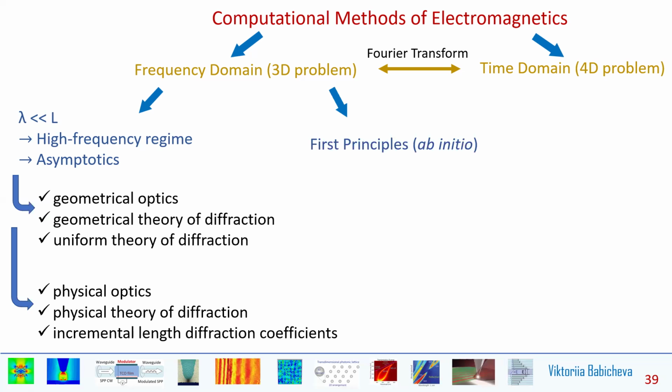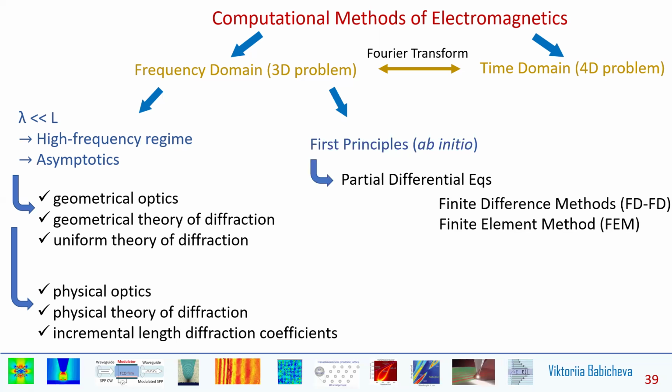There are other cases of electromagnetic problems, and they occur when the size of the problem is comparable with the wavelength, or when we want to have a very accurate solution. Sometimes we need an accuracy that cannot be afforded using asymptotic methods, and in these cases we have to solve Maxwell equations directly. We also use methods called first principle based methods. So within this family of methods, we can solve Maxwell equations directly as partial differential equations using either finite difference methods or the finite element method.